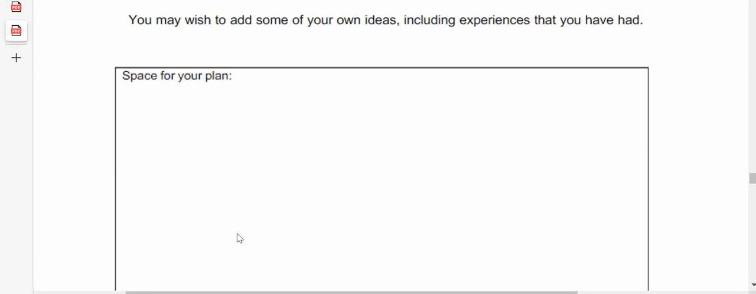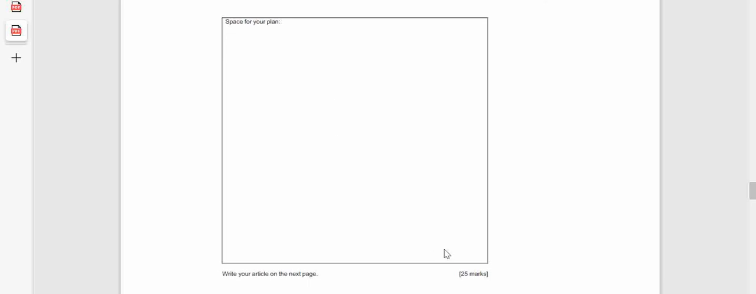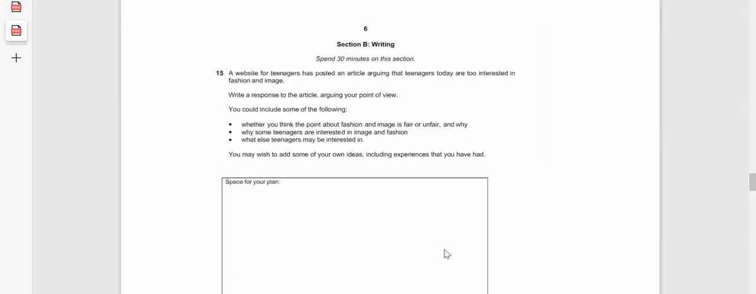So this is the space for your plan. And plan it so you have 30 minutes for doing this, 25 marks, and you have 2 pages to write your response, 2 whole pages here. That's it for this paper.